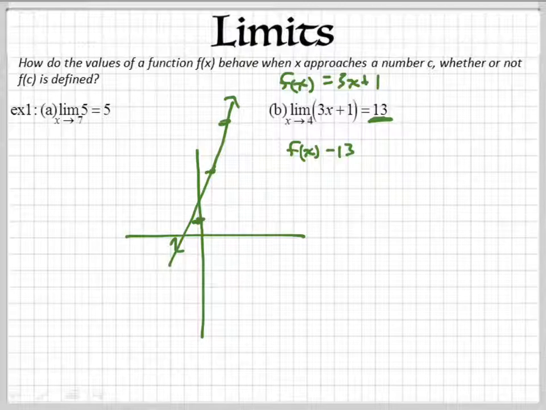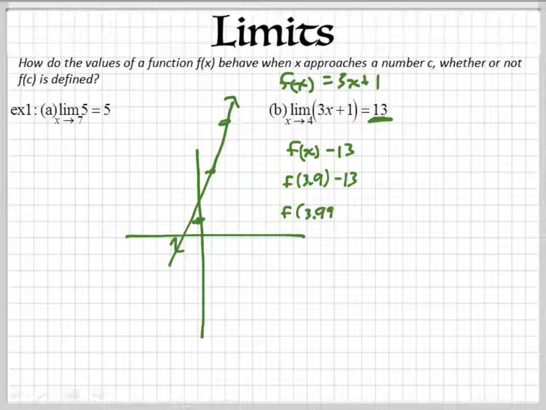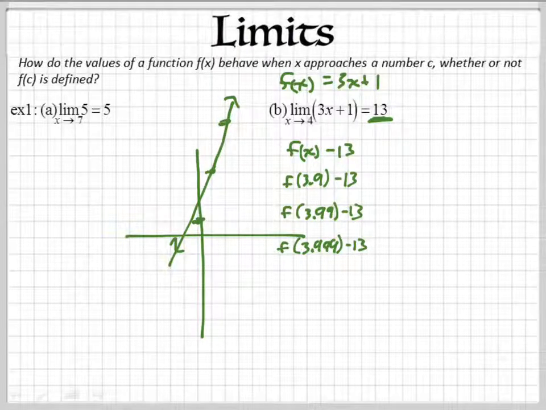Again, this is confusing. Let's plug in some numbers. Let's do what we did before. We're approaching 4, right? Coming from the left-hand side, give me a number that's really close to 4. 3.9. Okay. So we're going to find f of 3.9 minus 13, and then f of 3.99 minus 13, and then f of 3.999 minus 13.